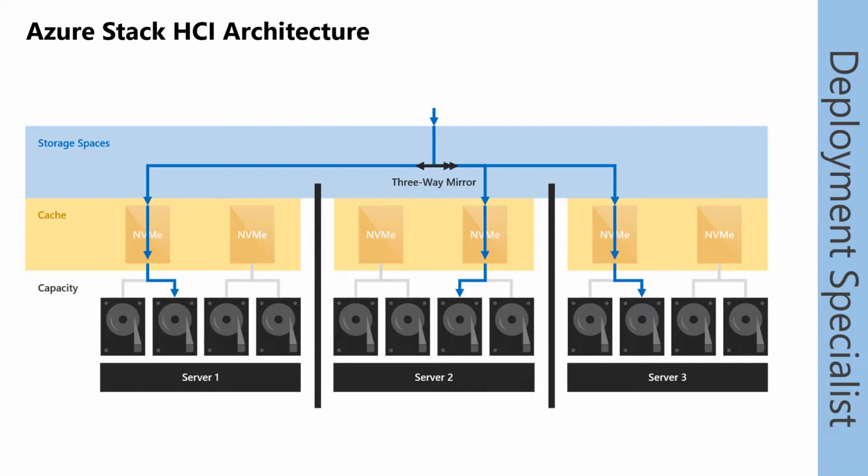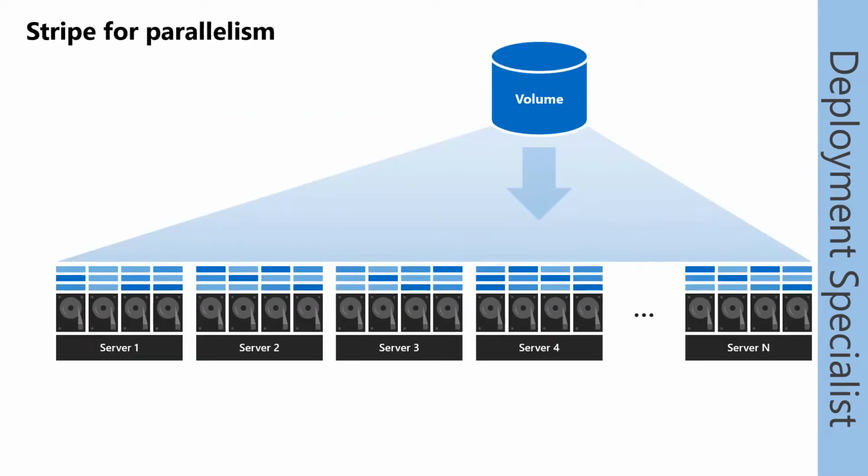So important here in the three-way mirror, for sure you can lose server 1, you can maybe lose a drive in server 2, but you cannot lose anything at the same time in server 3. So it's important that based on the resiliency level, we have defined how many simultaneous failures can be survived. Storage Spaces Direct stripes the data for parallelism. So it's not only for resiliency and redundancy, it's also for performance.